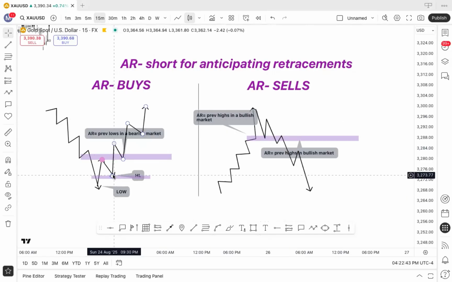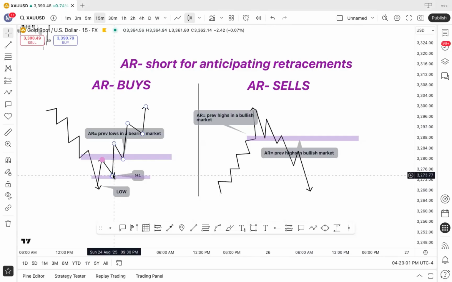So anticipating retracements are areas in the market where we are anticipating a retracement to occur. And when you compare this with liquidity and other entry confirmations, just by looking at highs and lows, guys, this is so powerful.